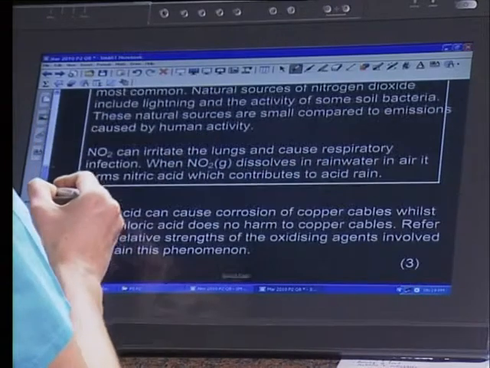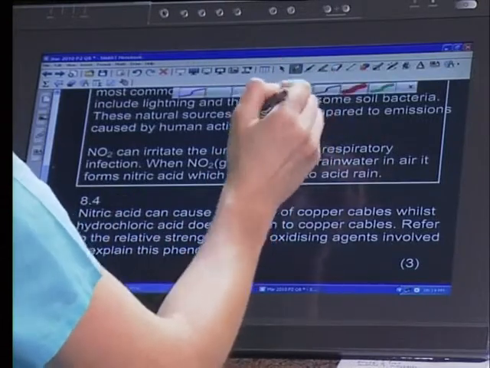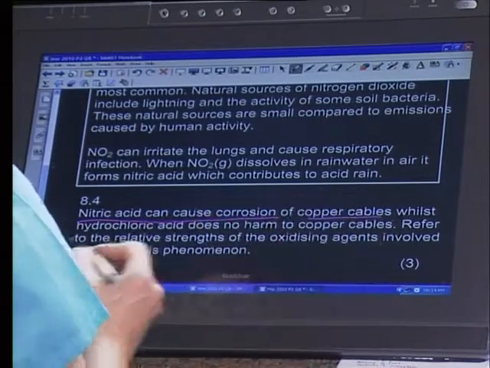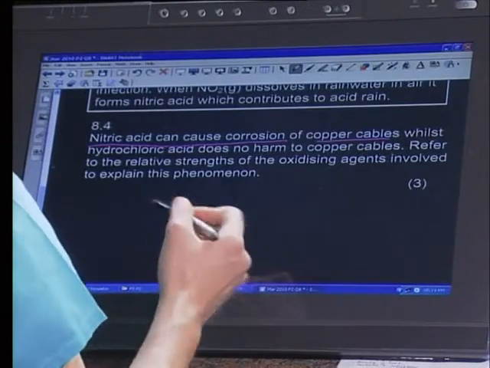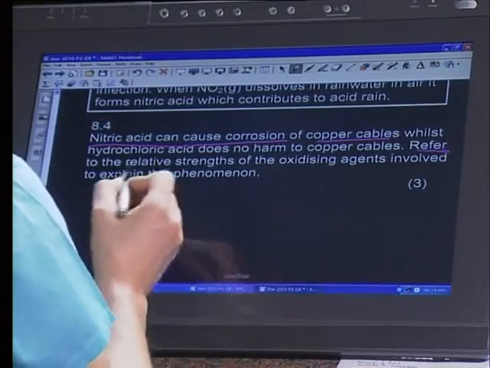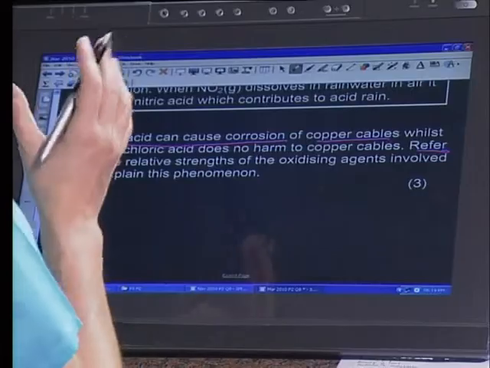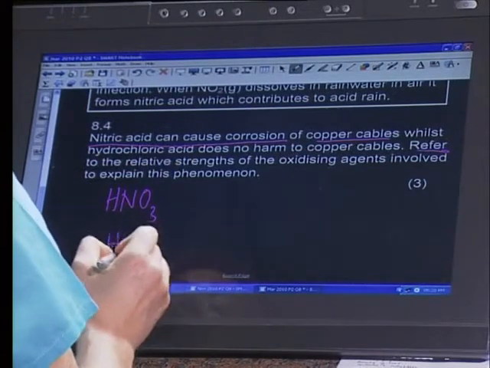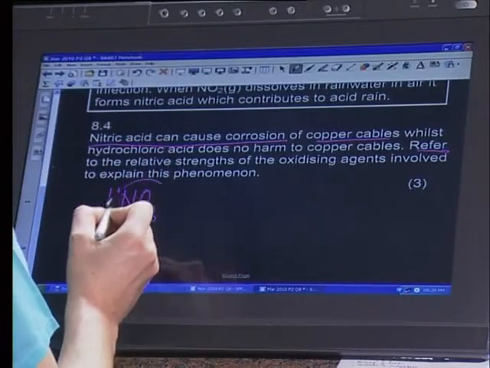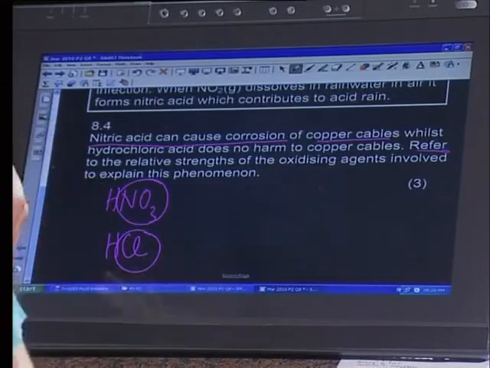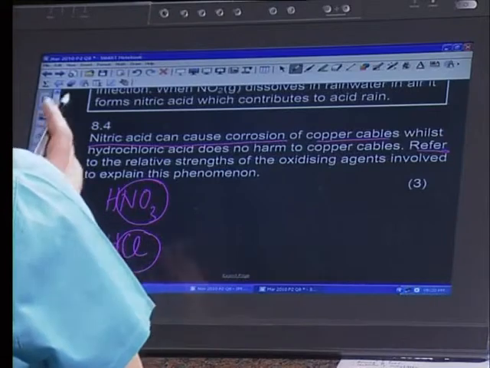If we move on to question 8.4, let's just change our pen color. They tell us that the nitric acid can cause corrosion of copper cables, whilst hydrochloric acid does not harm the copper cables at all. Refer to the relative strengths of the oxidizing agents involved to explain this phenomenon. Now, if you go and you look at it, you have nitric acid, which is HNO3, and over here you've got your hydrochloric acid, which is HCl. Now, in this case, your active agents over here, your oxidizing agent, would be the nitrate, the NO3, or the Cl for the hydrochloric acid.